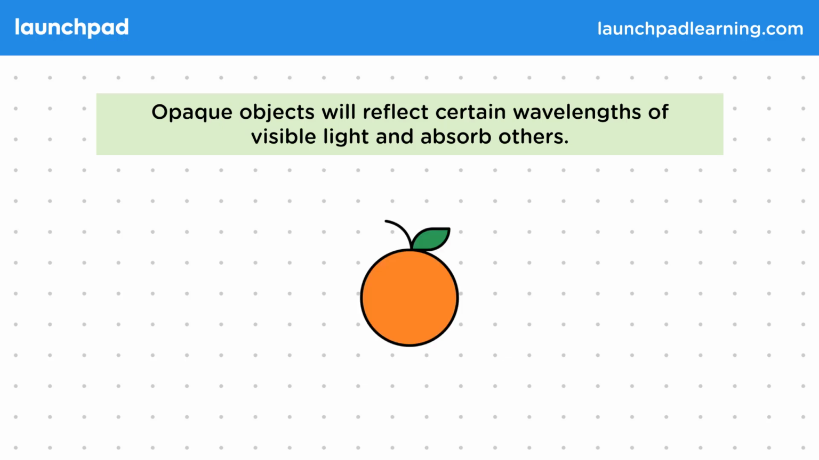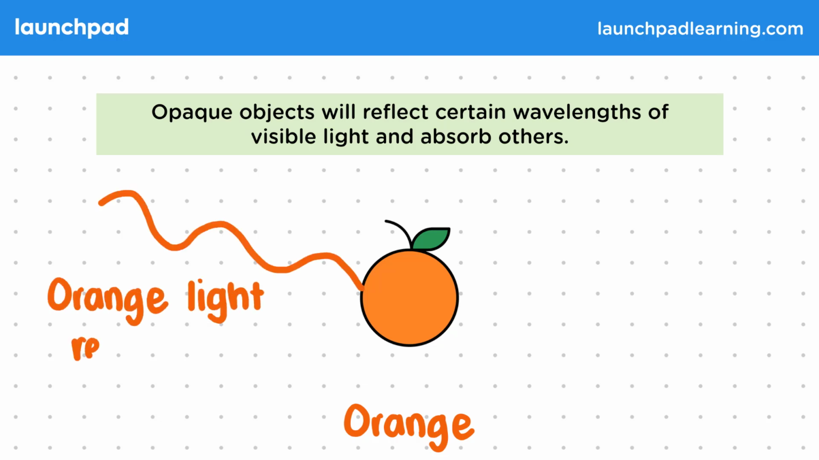For example, let's consider this orange fruit. If we were to direct orange-coloured light at it, then this light will be reflected. Remember that the wavelength of visible light determines its colour. So it's the wavelength of this orange light that means it will be reflected by the surface of the fruit.